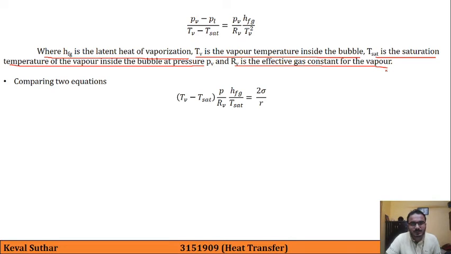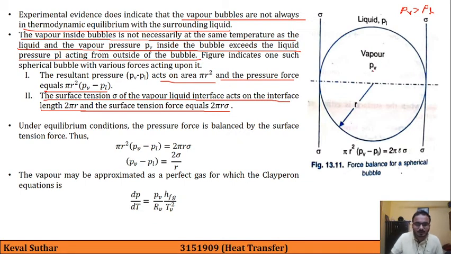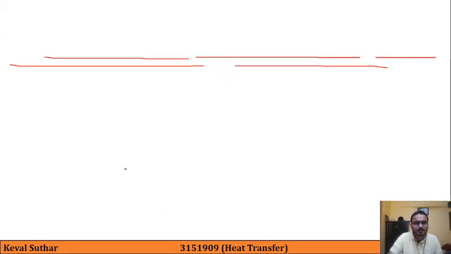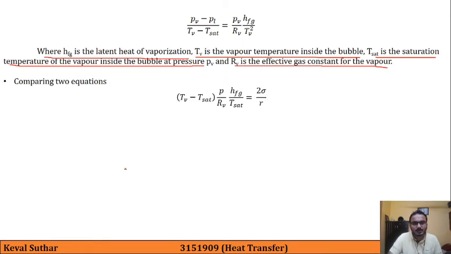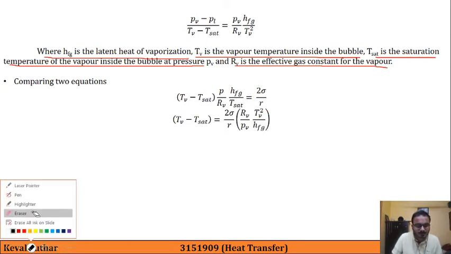Comparing two equations, we can write down this. That is, instead of Pv upon Pv minus Pl, what we have done? We have put this. We have utilized this in our next slide. So you can write down this equation: Pv minus Pl is equal to 2 sigma divided by R. So here that 2 sigma divided by R is put over here by comparing the equations. And finally, we are getting this temperature difference.